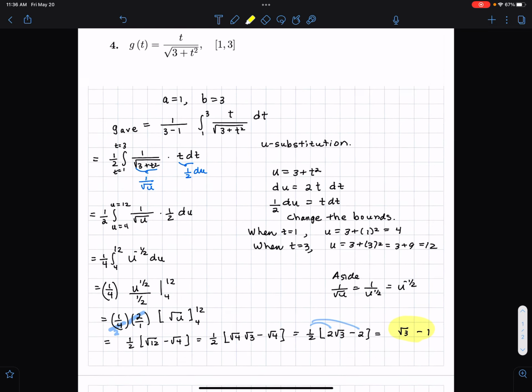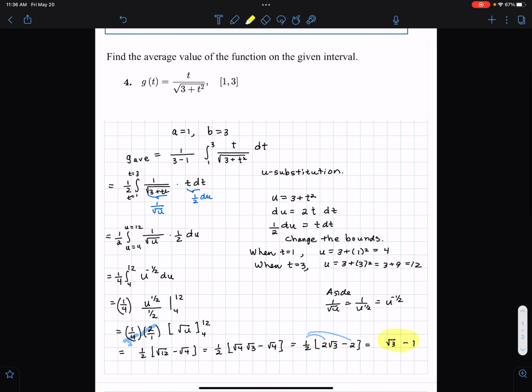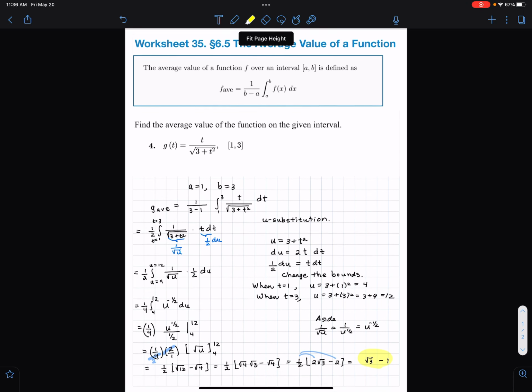I might go later and check on Wolfram Alpha, just because it's a video. Okay, I think that's it. Let's zoom out a bit.